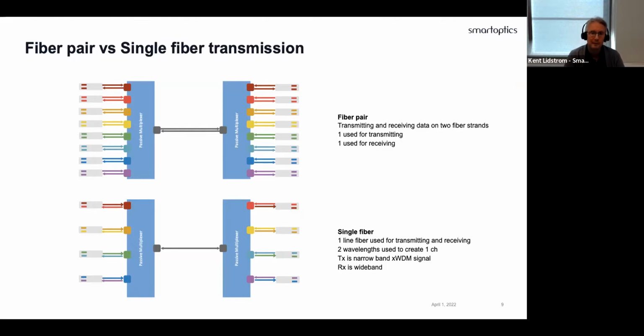If you use a single fiber solution, then you typically use different transmit and receive wavelengths. You don't want to use the same wavelength both upstream and downstream, because then you will get interference between the wavelengths and some non-linear effects that will cause instability of your network. So then you typically use one wavelength going downstream and one wavelength going upstream.